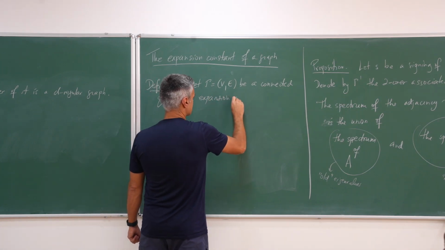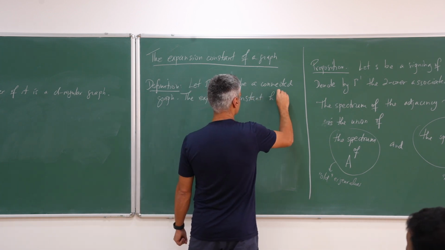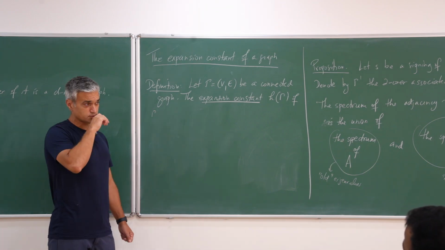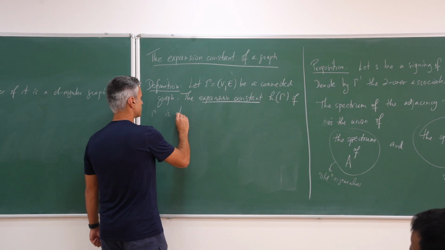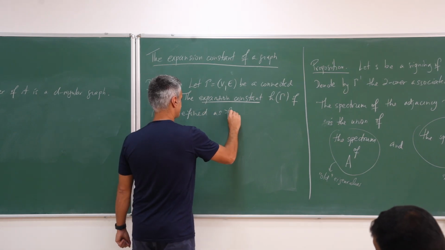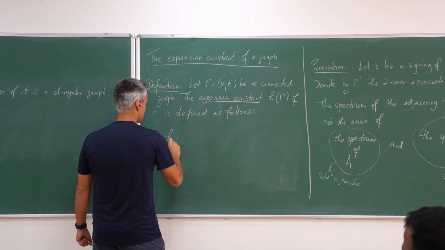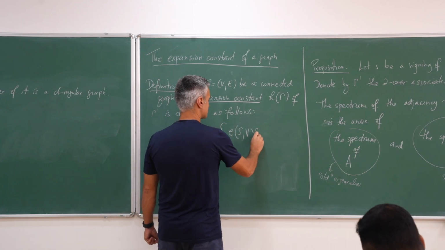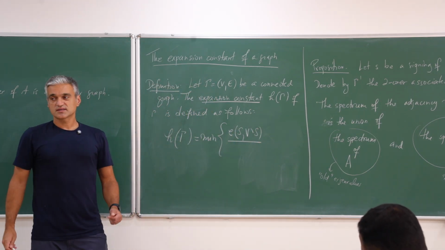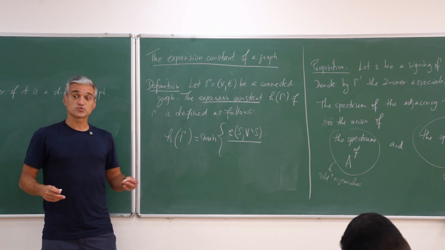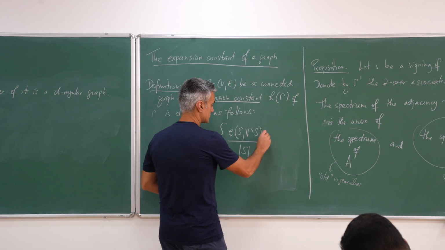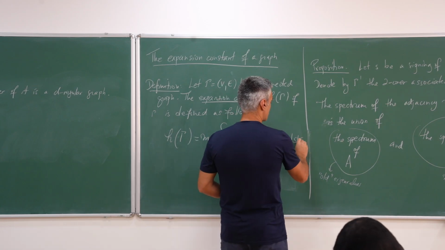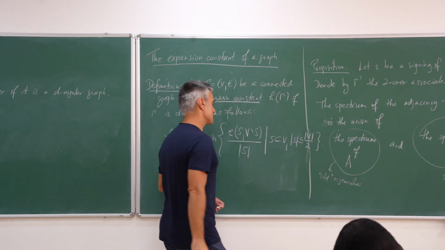The expansion constant, people usually denote it by h of gamma, or sometimes it's called the edge expansion constant, but I'll just call it the expansion constant of gamma, is defined as follows. H of gamma is the minimum of the following quantities: the number of edges between S and V minus S. But now, that was the thing we did when we talked about edge connectivity, but you normalize this. You divide by the cardinality of S. And this is over all S subset of V with cardinality of S at most half the number of vertices in V.